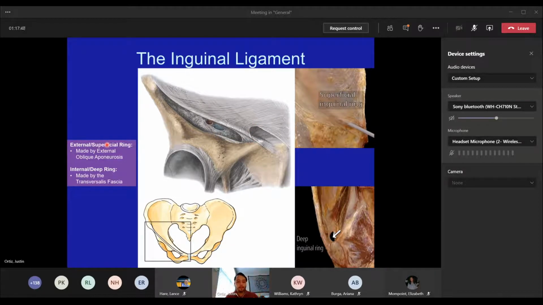So the external or superficial ring is going to be made by the external oblique aponeurosis, right? Basically, your external oblique is coming all the way down and covering over your inguinal canal, and it's making that superficial inguinal ring. So this ring right here is made by the aponeuroses of your external oblique muscle. Your internal, also known as your deep ring, is made by the transversalis fascia. So transversalis fascia makes your internal deep ring. So it's going to be those two.